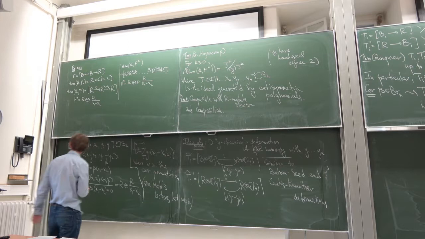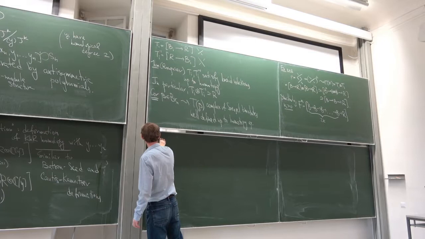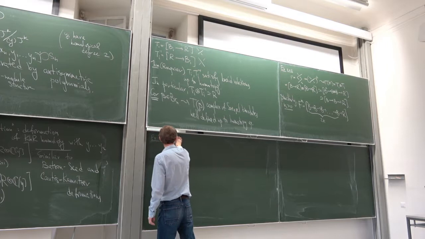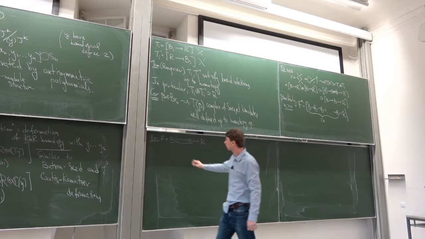And since we're on this, let me just give you one example of what happens. If you have the full twist on two strands, again it was B to B to R, but now the deformed complex will look like this. You have B to B to R, and then you have some backward map. And this composition is actually non-zero in the land of complexes.